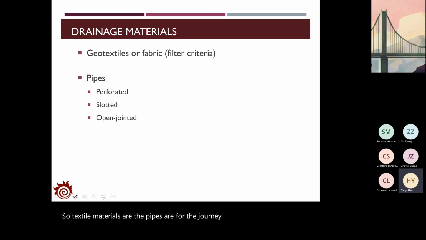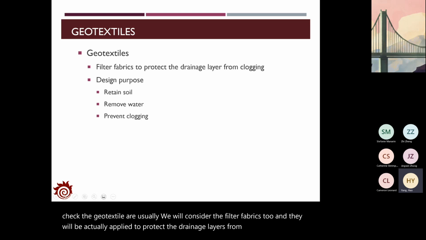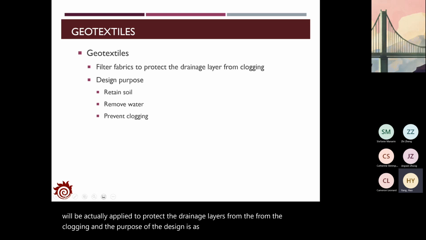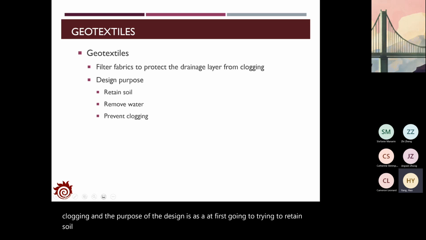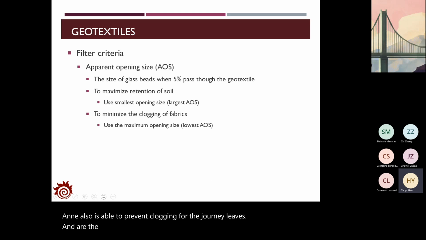So let's first check the geotextile. Usually we consider filter fabrics, and they are applied to protect the drainage layers from clogging. The purpose of the design is first to retain the soil and prevent the washing out of fine particles. It's also able to help remove the water, and to prevent the clogging of the drainage layers. For geotextiles, the filtering criterion is different; the material is very different from the aggregates.